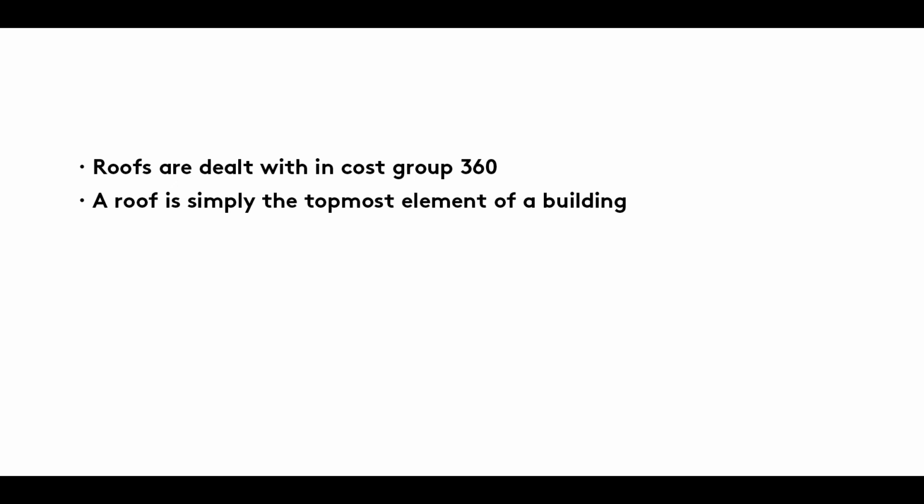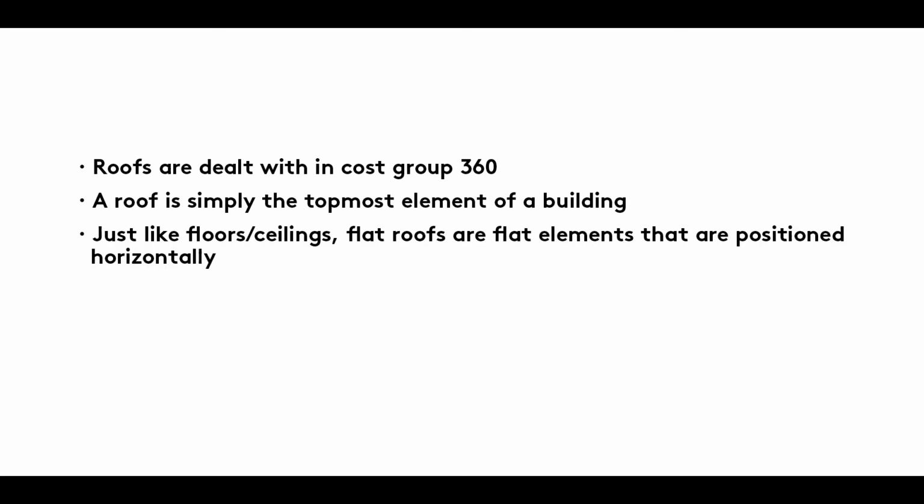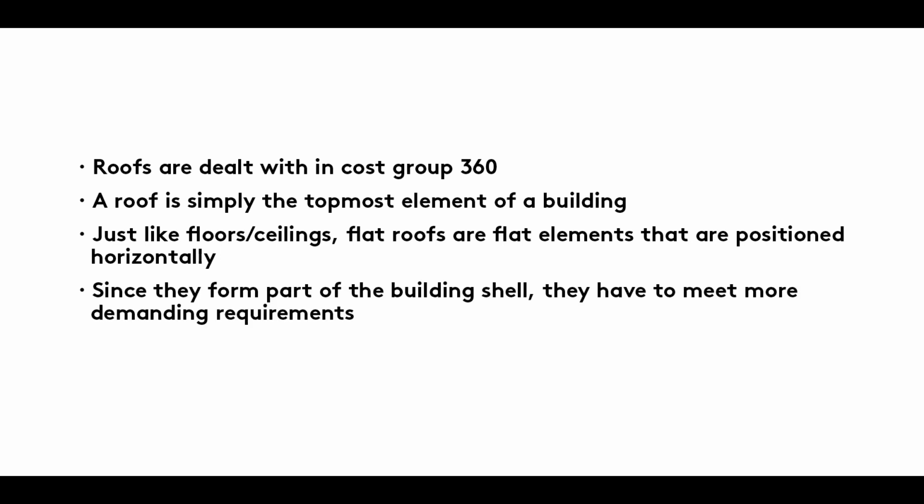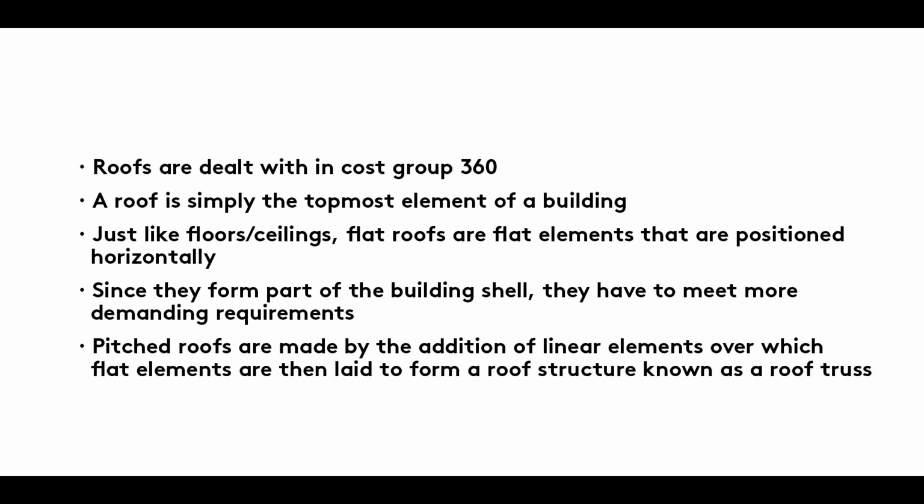Summary. Roofs are dealt with in cost group 360. A roof is simply the topmost element of a building, irrespective of whether it's a flat or pitched roof. Just like floors, ceilings, flat roofs are flat elements that are positioned horizontally. Since they form part of the building shell, however, they have to meet more demanding requirements in terms of protection against the weather, durability, heat insulation, etc. Pitched roofs are generally made by the addition of linear elements over which flat elements are then laid to form a roof structure known as a roof truss.